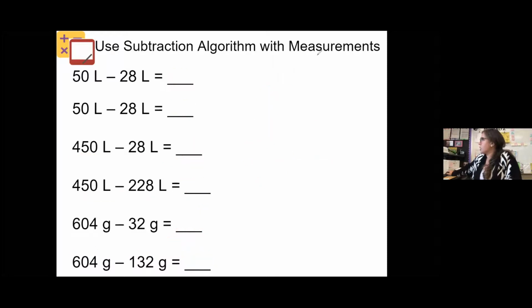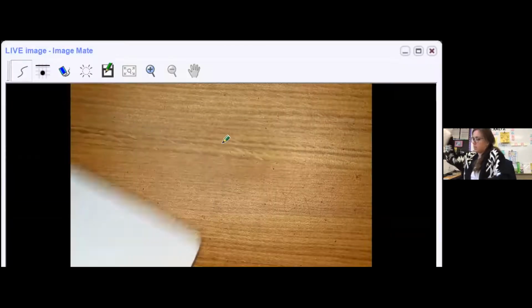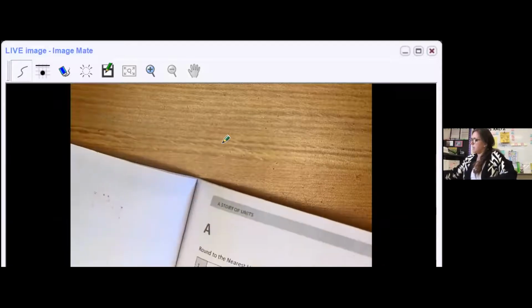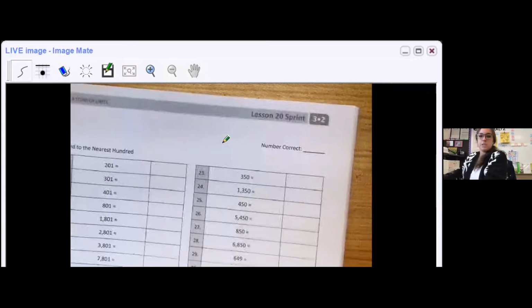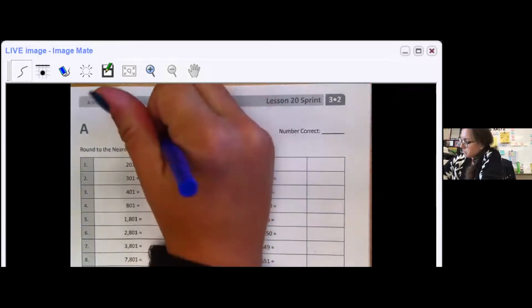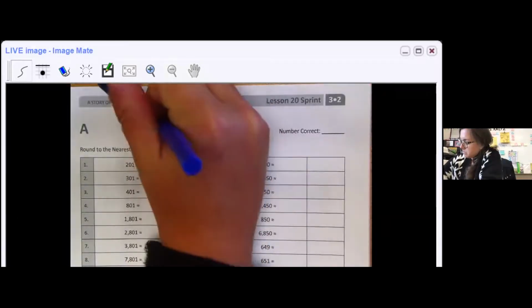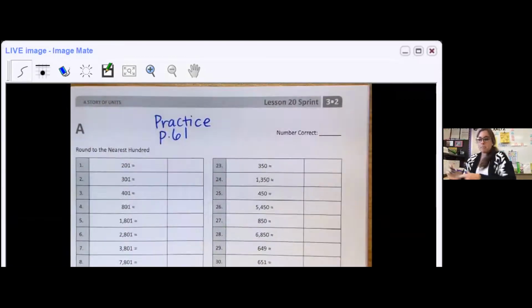All right, we're going to go ahead and do our sprint. So grab your practice book and open up to page 61. Page 61 in your practice book. If you need more time, pause the video to do that.